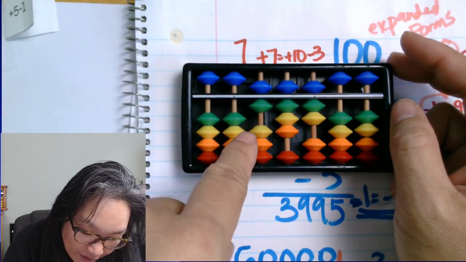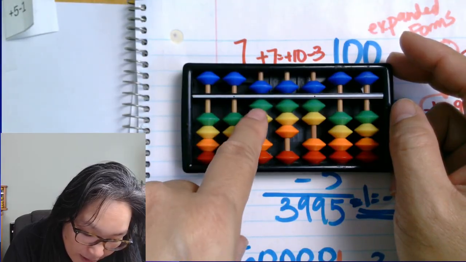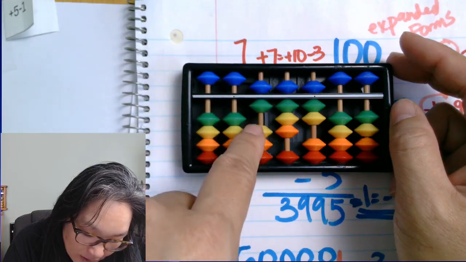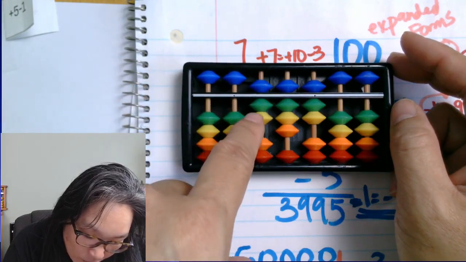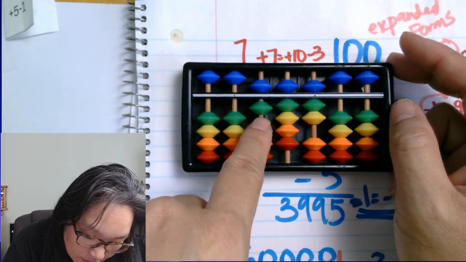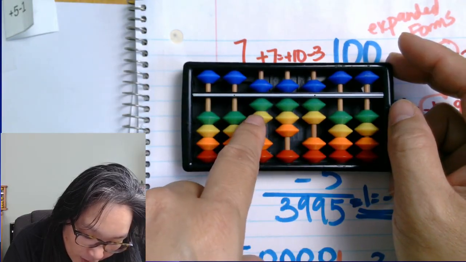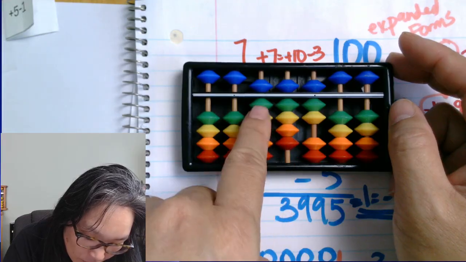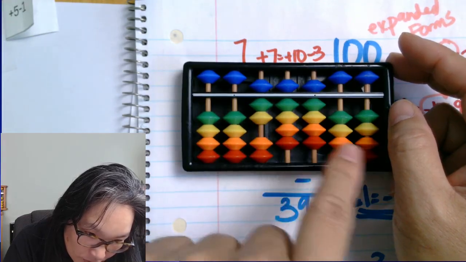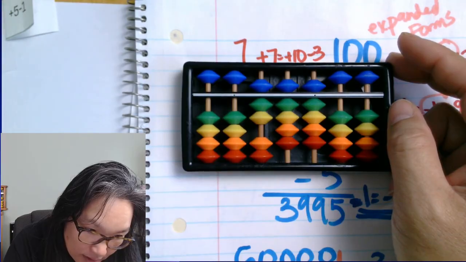687. Do I have enough beads to go 100? Yeah, I just add the 1. That's it. I'm only adding 100, right? 110, 112. This is so much easier.